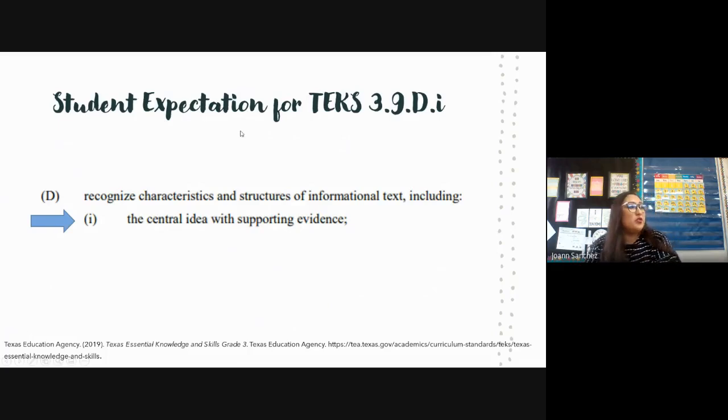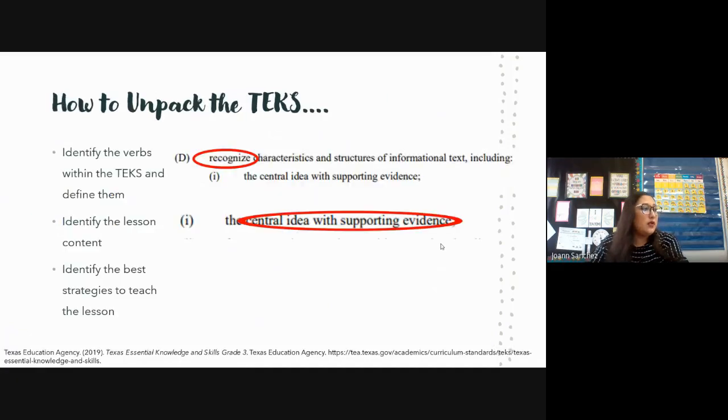So to be more specific, I kind of zoomed in on it so you could see the D is to recognize characteristics and structures of informational text, including, and then of course the main thing we focus on is central idea with supporting evidence. So students normally struggle with central idea or main idea and supporting evidence. So we're going to discuss some strategies after unpacking the TEKS. We're going to discuss some strategies that are recommended to help students better understand that and hopefully see some results in the percentages for the upcoming years.